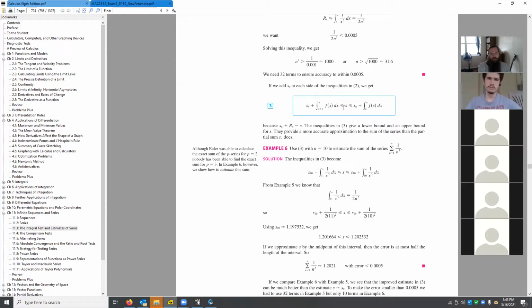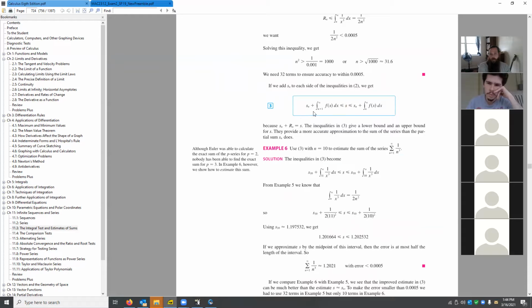So if you want an upper bound for the value of your series, take Sn and add to that the integral from n to infinity of f of x. So you compute your nth partial sum, and then add to that the tail of the improper integral. And that will give you something that's a little bit bigger than your series.